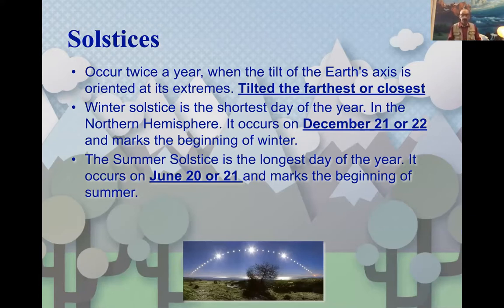Winter solstice is the shortest day of the year. In the Northern Hemisphere, it occurs on December the 21st or December the 22nd and marks the beginning of winter.